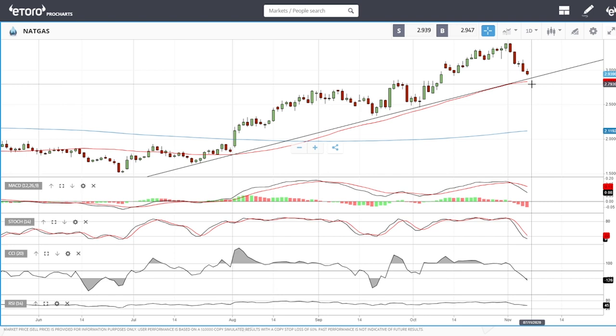Probably a little bit risky, but technical indicators for this market are turning around. For example, you see that the stochastic is turning around. Same goes for the CCI. The RSI is also getting flat.